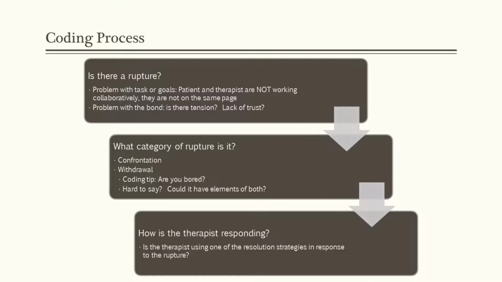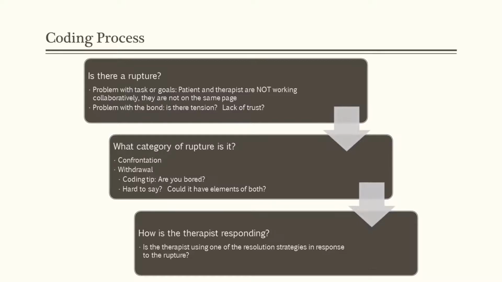If you're finding it very hard to say whether it's a confrontation or withdrawal, a confusing interaction, it may be that it has elements of both. And that can happen a lot. So also think about, is this a confrontation wrapped up in a withdrawal or something like that? And then after you've determined there is a rupture, and you know what category it is, then you ask, how is the therapist responding to the rupture? Is the therapist using one of the resolution strategies on the 3RS?